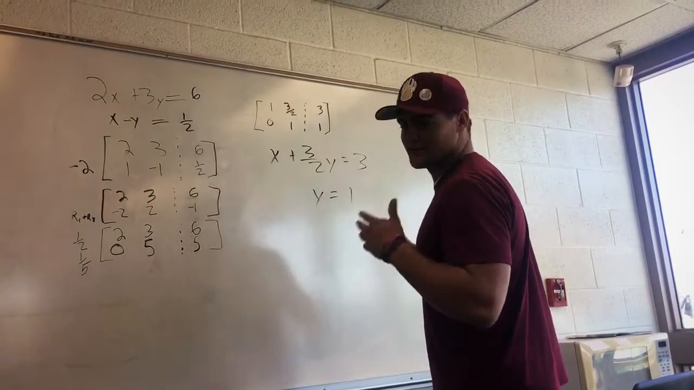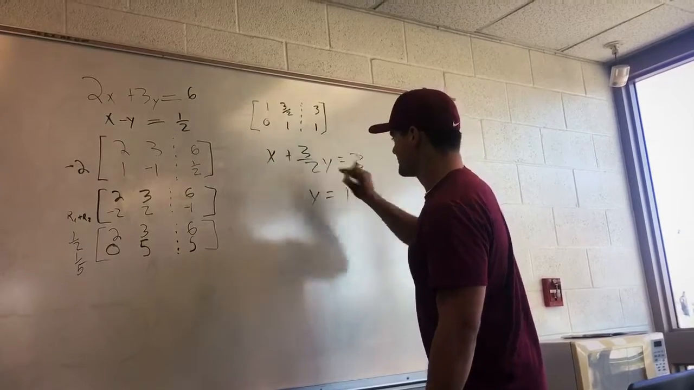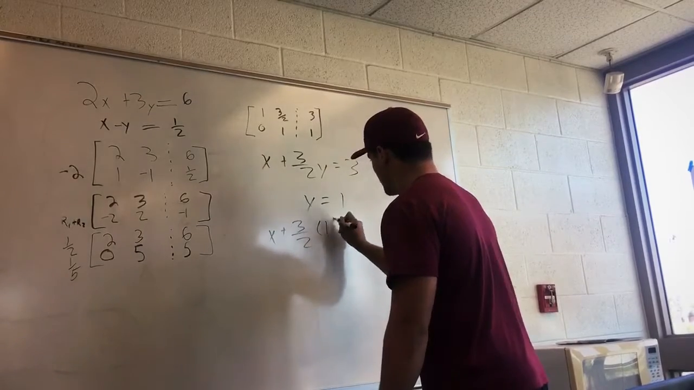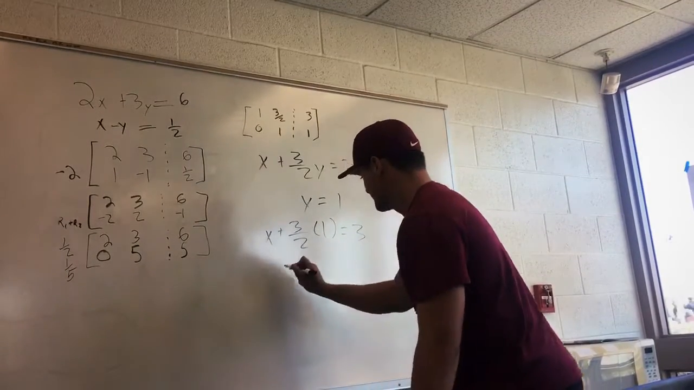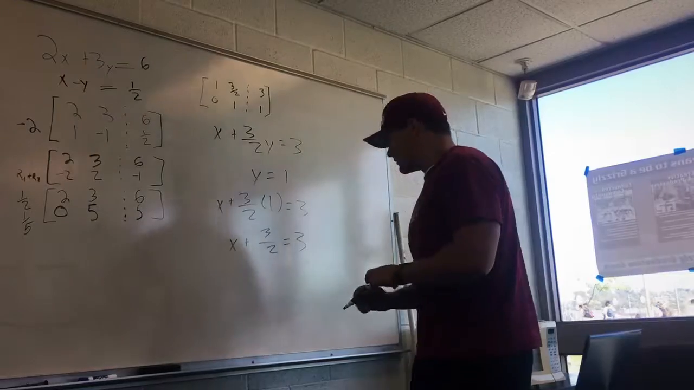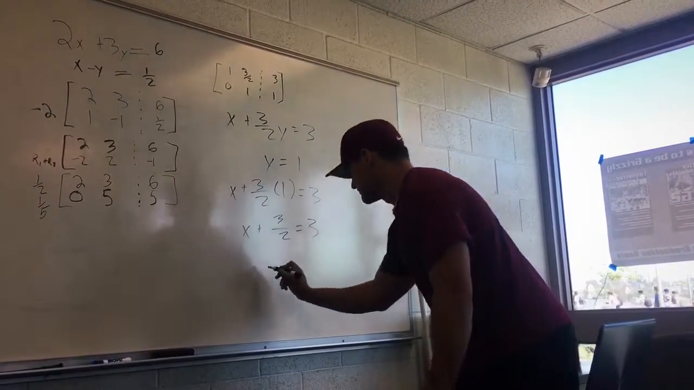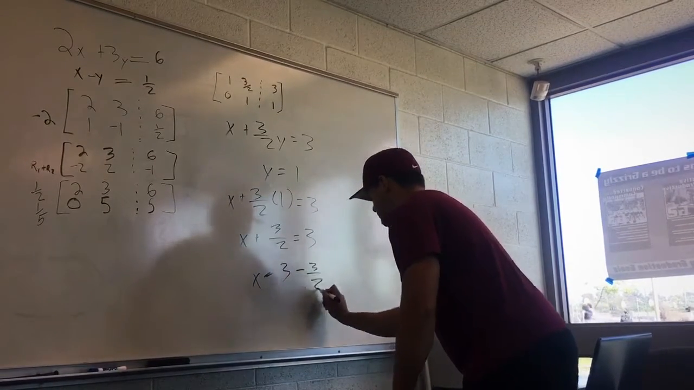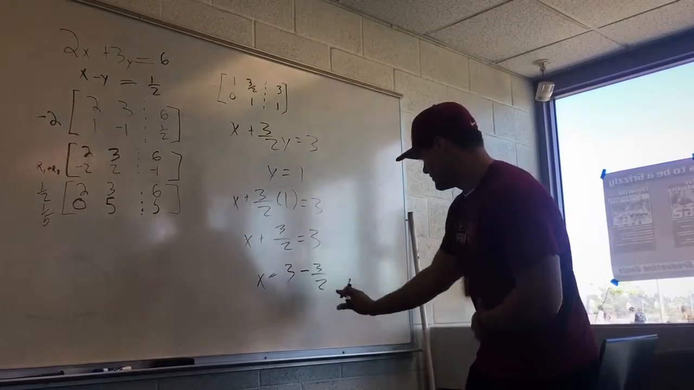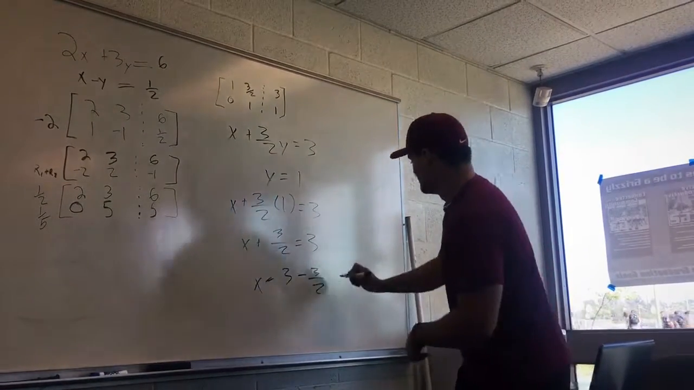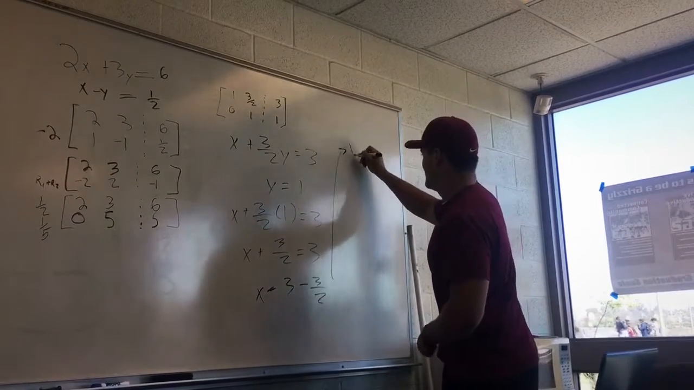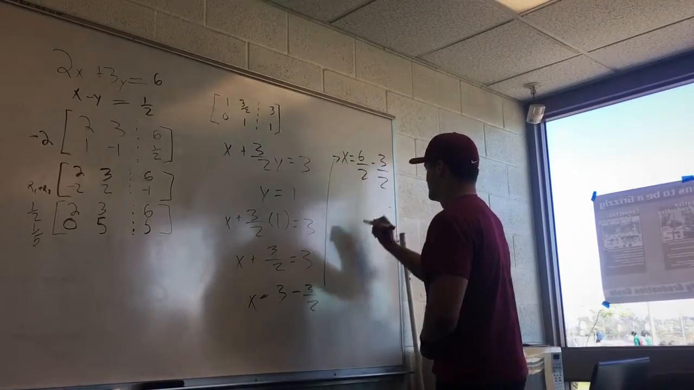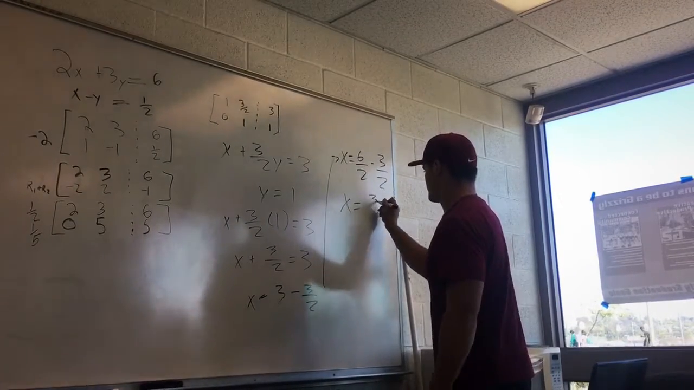The step now is to use substitution. We plug y into this top equation. So x plus 3 over 2 times 1 equals 3. This, of course, equals x plus 3 over 2 equals 3. To solve for x now, we have to move 3 over 2 to the other side. So we get x equals 3 minus 3 over 2. Of course, we can't subtract these quite yet, because we have an uneven denominator. So, coming up top, we have x equals 6 over 2 minus 3 over 2. So x equals 3 over 2.